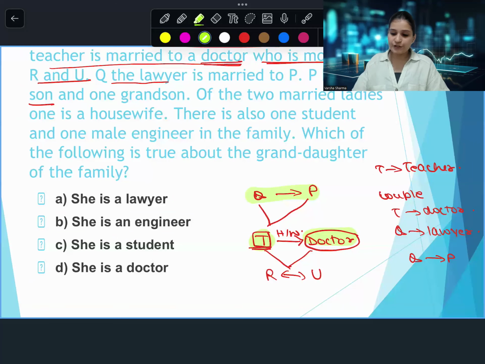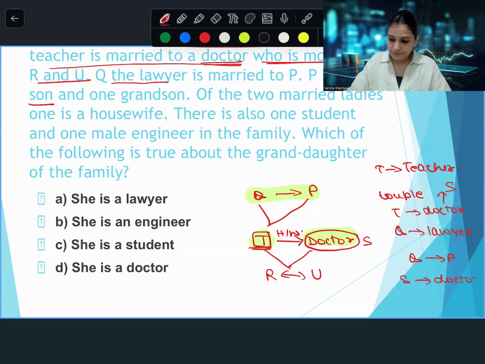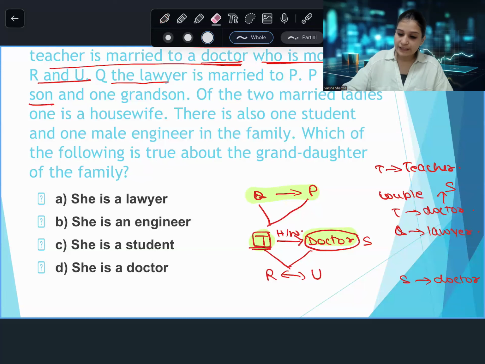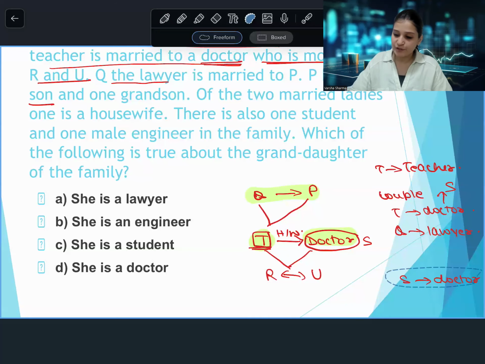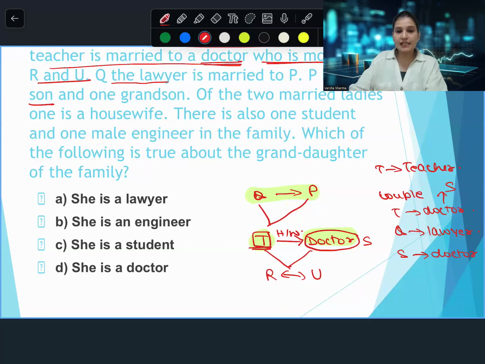P, Q, R, T, U. That means the doctor is basically S. Agree? Everyone? Yes, S is the doctor. Everyone clear till here, guys? When I finish the sum, please don't tell me you didn't understand. If you have a problem till now, you let me know, please.